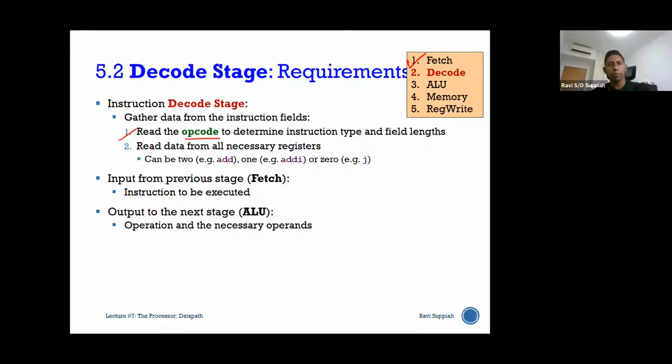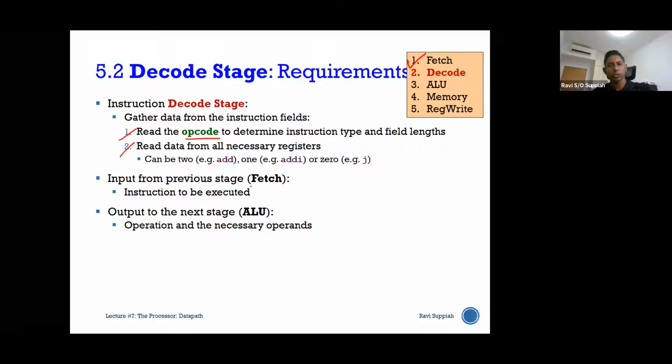The most significant 6 bits are the opcode of your instruction, and that will tell your processor what type of instruction we're going to deal with. Is it an add instruction? Is it an R type? Is it an I type? And so on. At the same time, once we have the information, we will also know where to read from in terms of the registers.